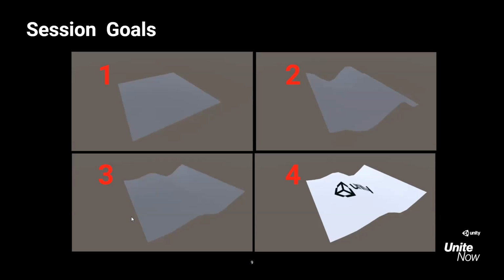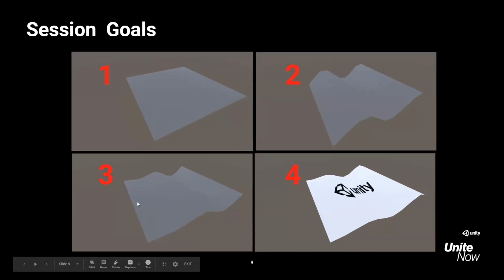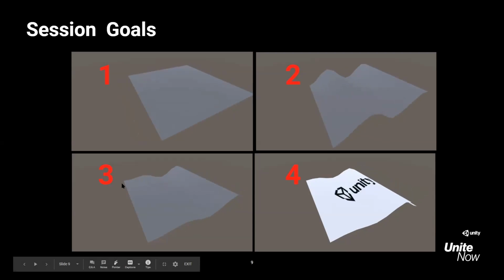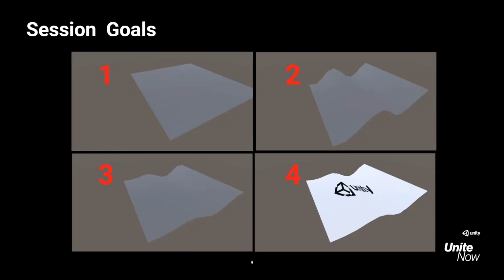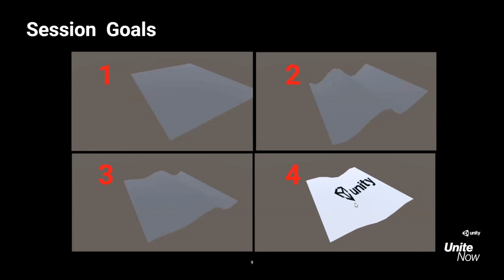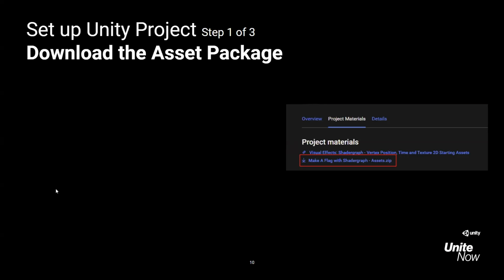Then in step 3, we're going to mask one end. So as you can see, this left edge is now static, and so it's simulating being attached to a flagpole. And the last step, the bonus challenge here, will be to add the texture and actually make it look like a flag.